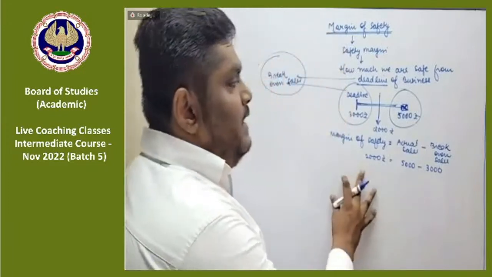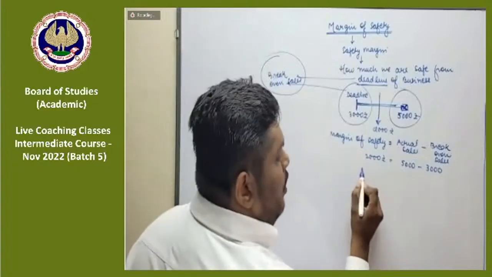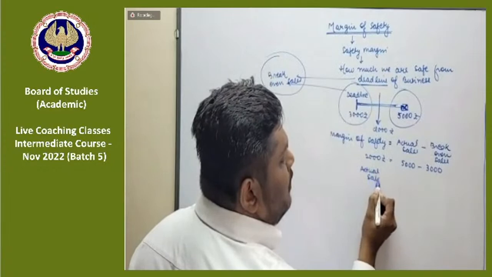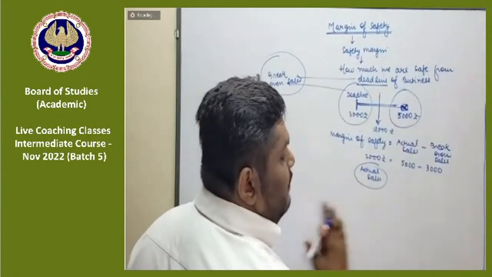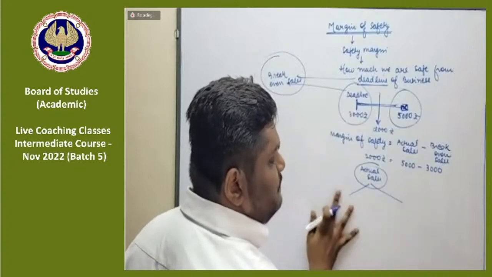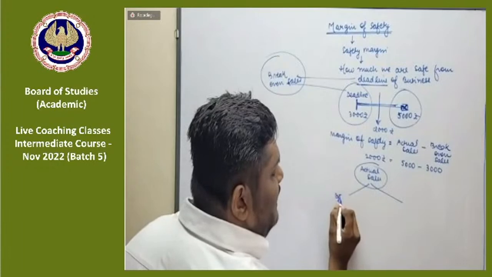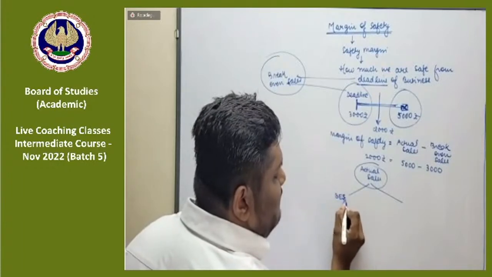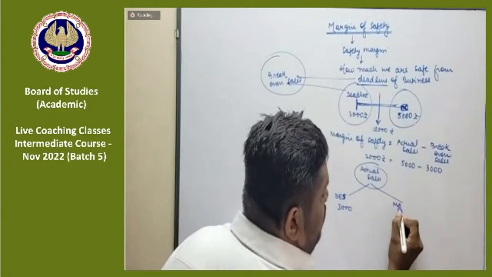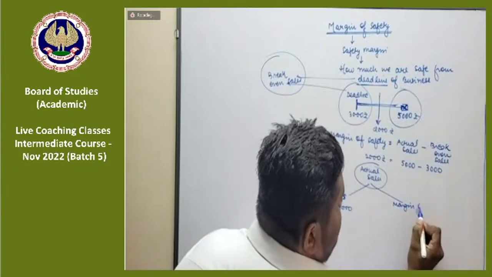If you guys have any doubts in this part, you can ask me. So we can say our actual sales can be divided in two parts. Very simple, guys. The first part is where we recover our fixed cost, that is our break-even sales, that is 3,000 rupees. And the extra sales over and above break-even sales is what? Margin of safety sales.